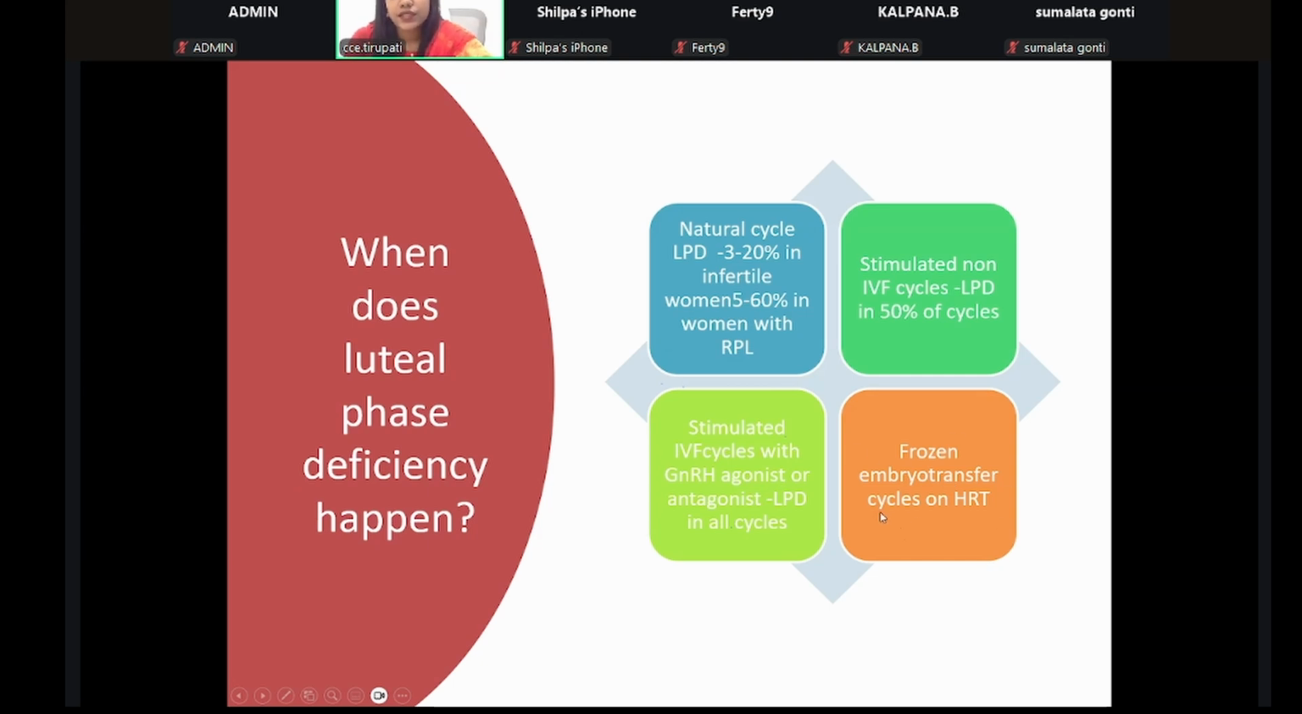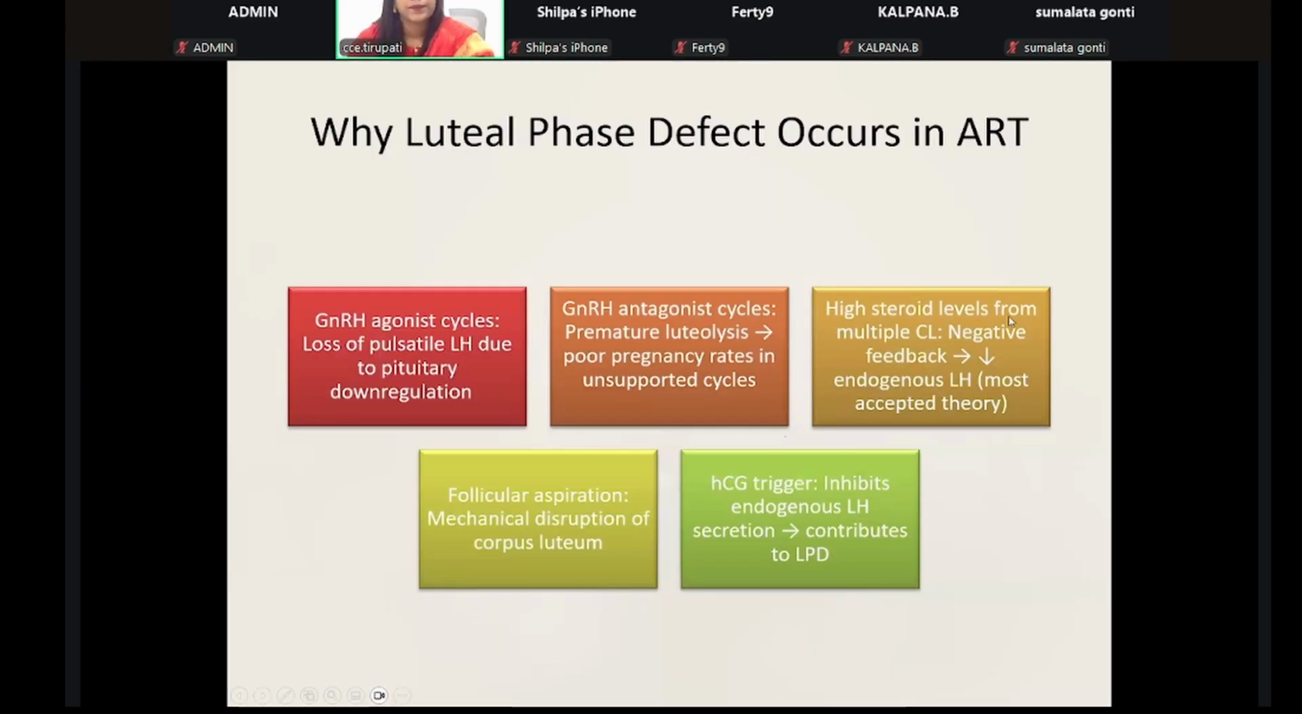And especially in frozen embryo transfer cycles, when we give HRT, there will be no corpus luteum in the HRT cycle. So in those cycles, we need to mandatorily supplement the luteal phase. So these are all the mechanisms why luteal phase defect occurs in ART.